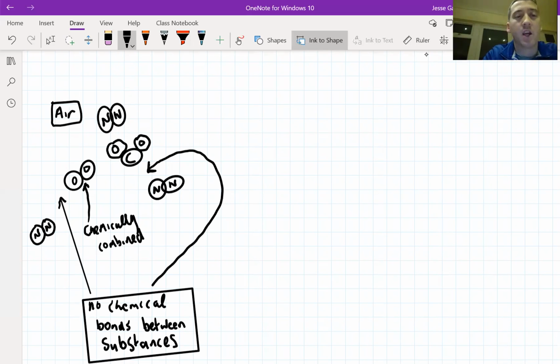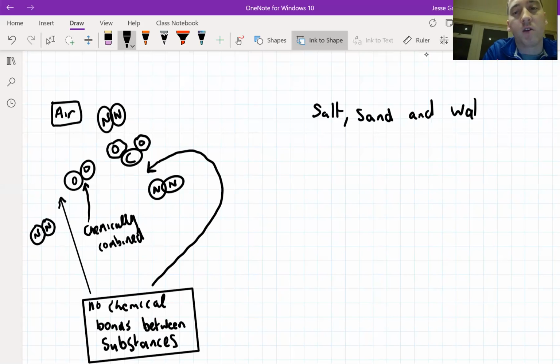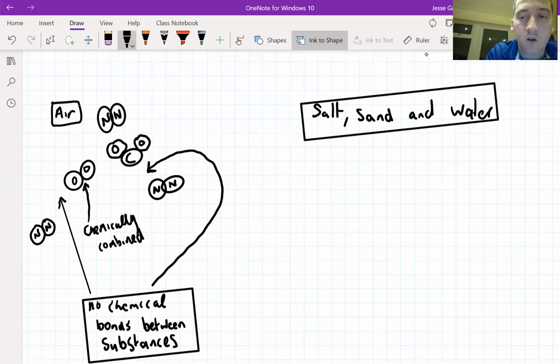I'm going to take another example. Say we have salt, sand, and water, and we're going to mix them together. Now, the salt I'm going to show as a black triangle. So I'm going to shade it all in black. Salt is made of salt particles. That's one type of particles, one type of substance.